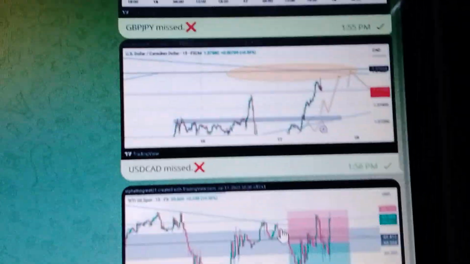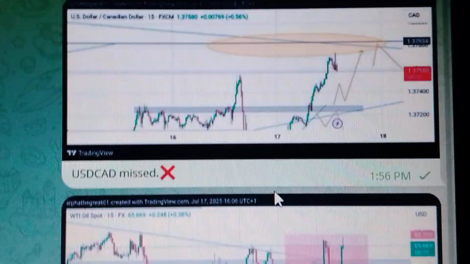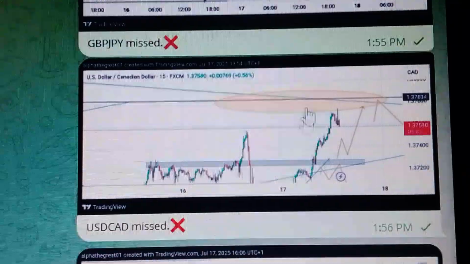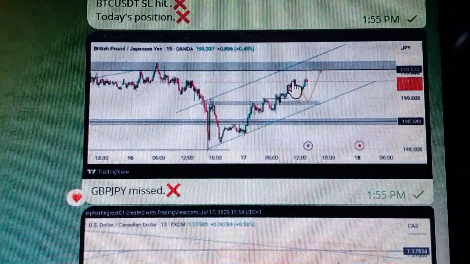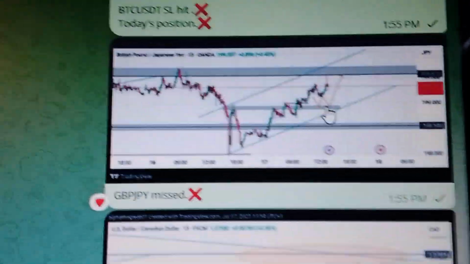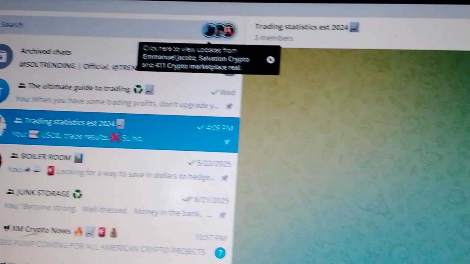So we missed out on, I think, 2 trades. Look at this. USD CAD missed, break and retest. GBP JPY missed. See, right? This was where I was trying to enter the trades from. So that is how it is.